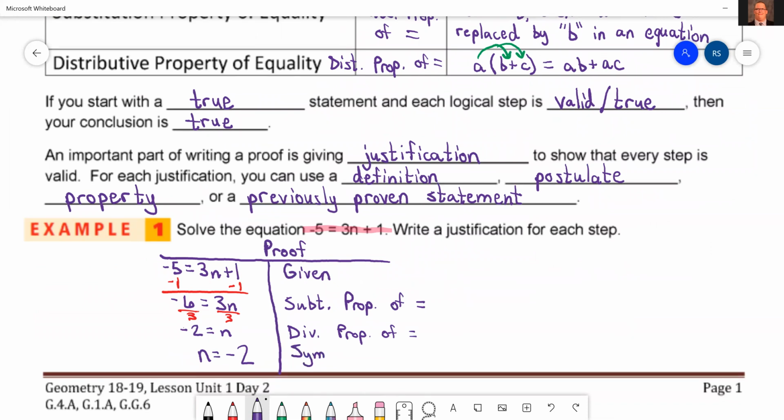Symmetric property of equality. Okay. So there's our first proof. You just did your first proof where you labeled every step.